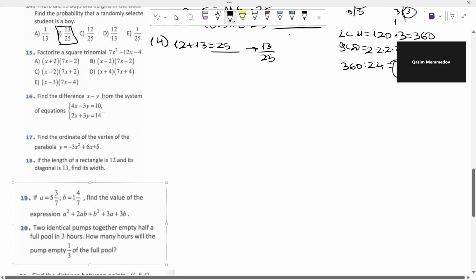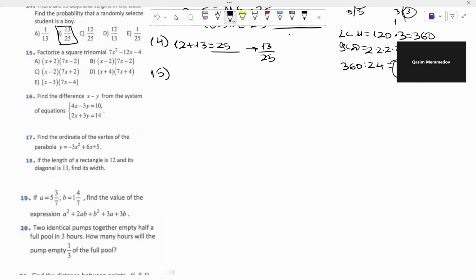Let's continue with 15. Factorize the square trinomial 7x squared minus 12x minus 4. We can write it like that: 7x, x, and the negative 4 we must separate into two numbers whose product equals negative 4, and when we cross multiply them by 7x and x, the answer must be negative 12x.